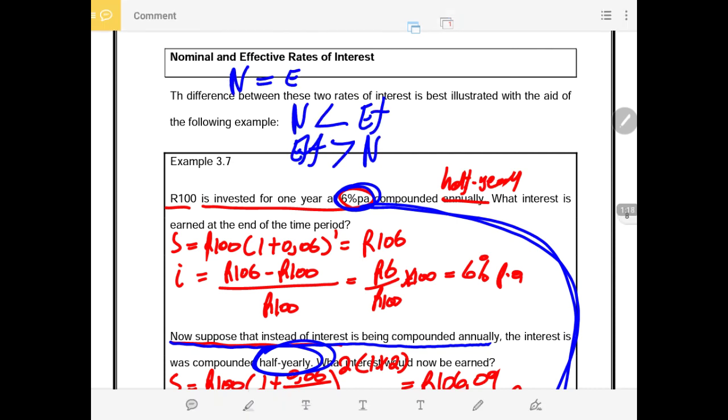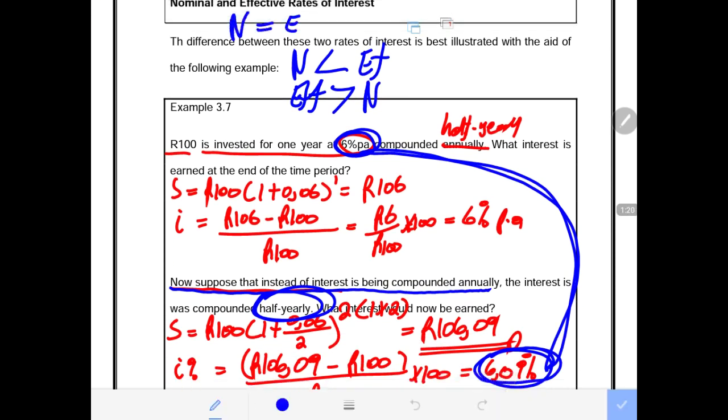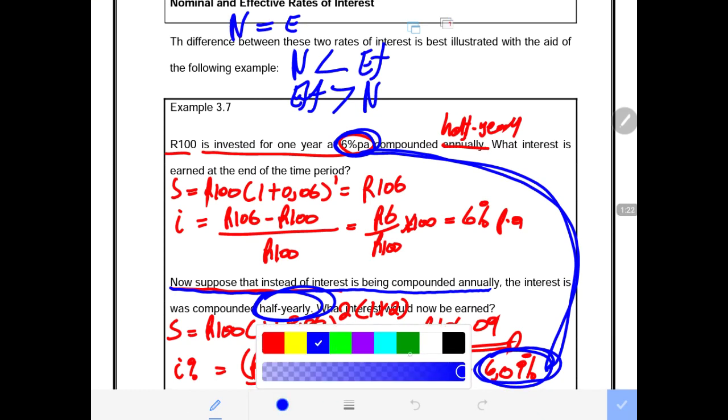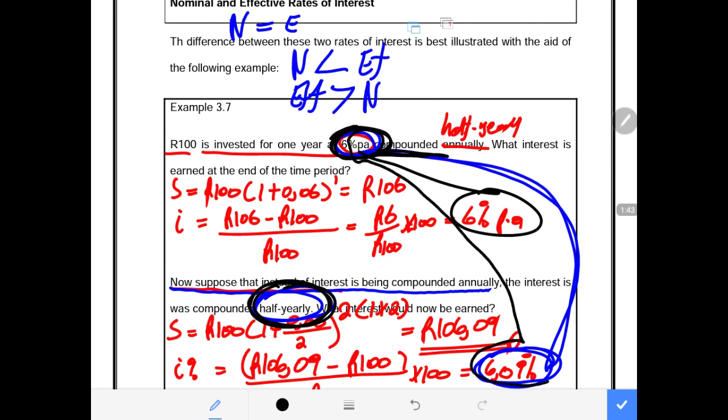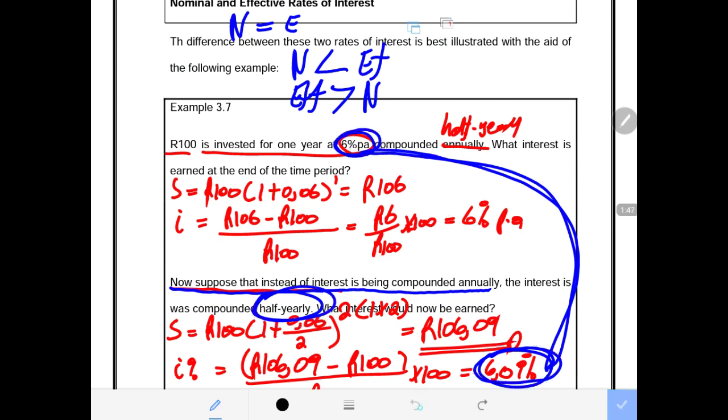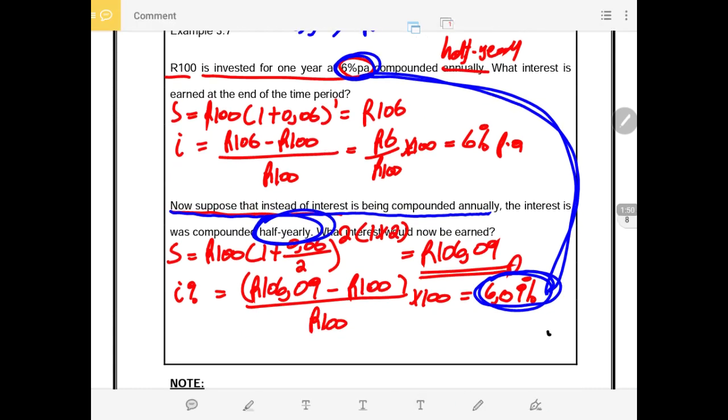And we did say that in the first scenario, when the interest was compounded once a year, the advertised, which is the nominal, was the same as the effective. But when the interest was compounded more than once a year, which was half yearly, we saw that the advertised 6% was no longer the same as the effective interest rate that was earned, which became 6.09%. And I'm sure you're very clear with that.